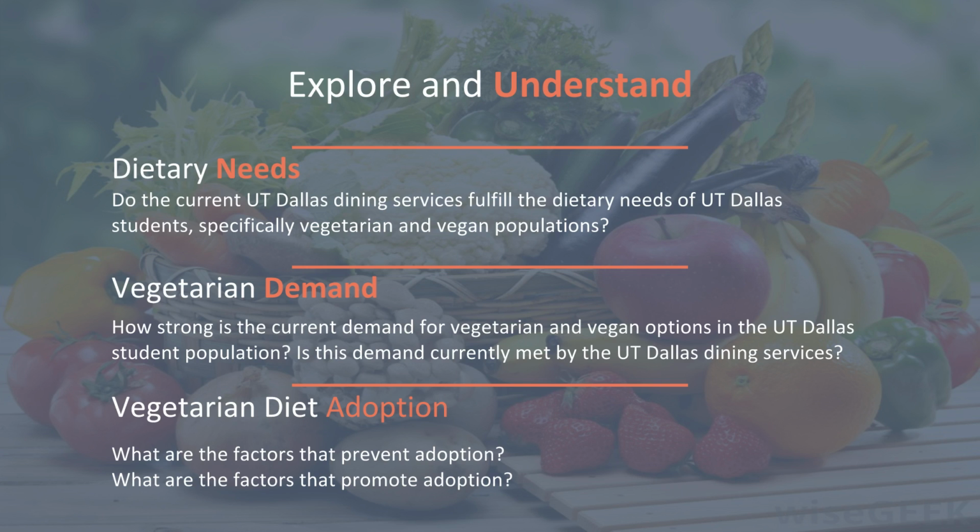Finally, we want to figure out what are the factors that prevent and promote adoption of vegetarian diets in order to fine-tune our recommendations. This analysis has benefits in multiple ways. The first is that it ensures that the dietary needs of all the students are being met. The second benefit is that for the UT Dallas dining services, we project an increased number of users and subsequently sales due to the easy availability of high quality food for all students.